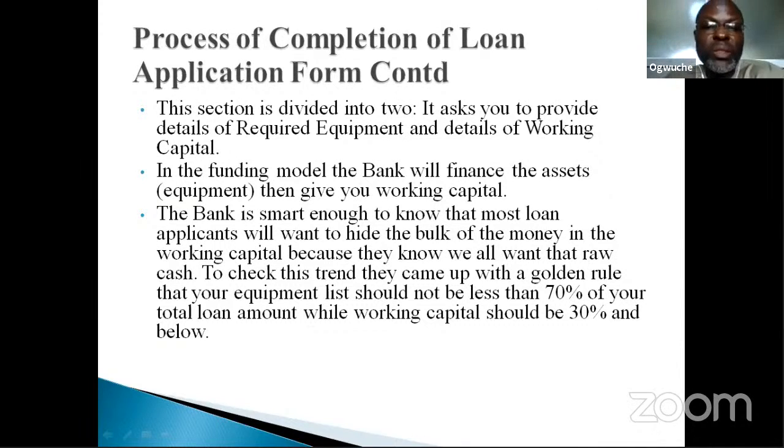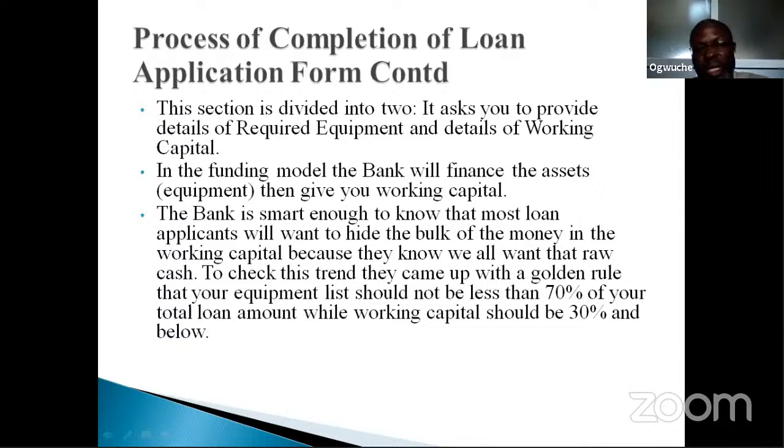In the funding model, the bank will finance the assets, that's the equipment, and they give you the working capital. The bank, of course, is smart enough to know that most loan applicants will want to hide the bulk of the money in the working capital because we all want the raw cash. To check this trend, they came up with a golden rule that your equipment lease should not be less than 70% of your total loan amount, while the working capital should be 30%.